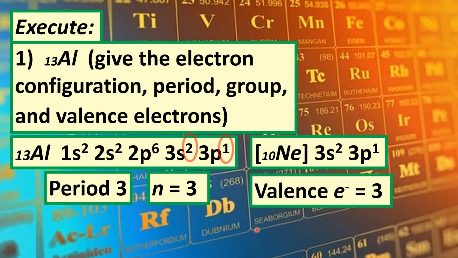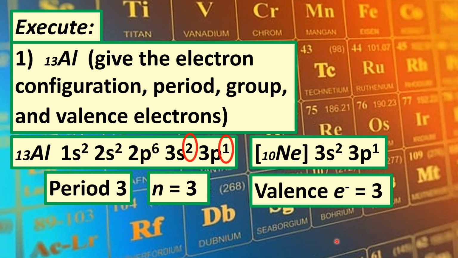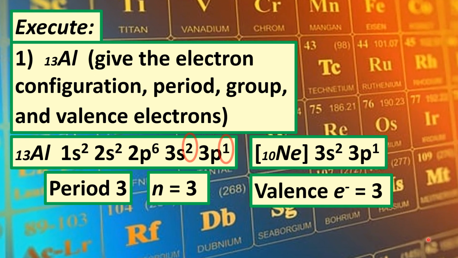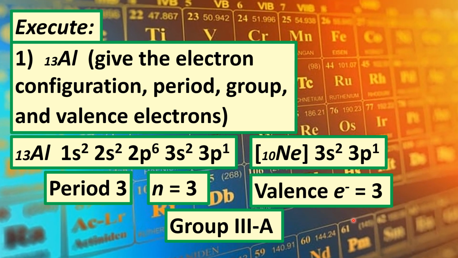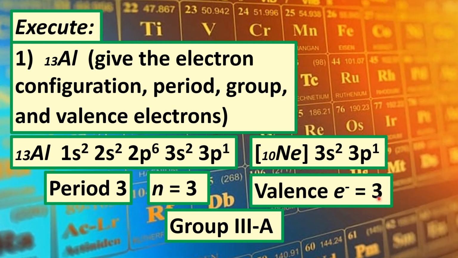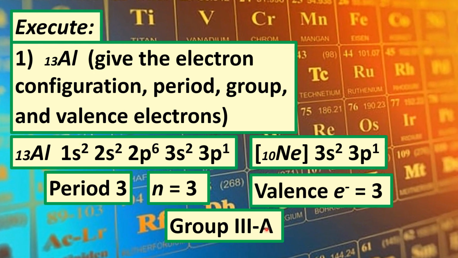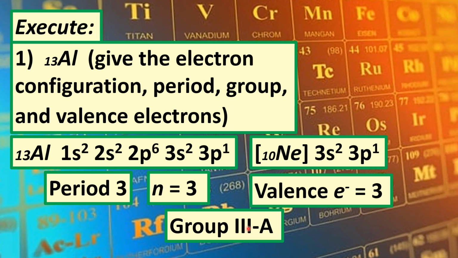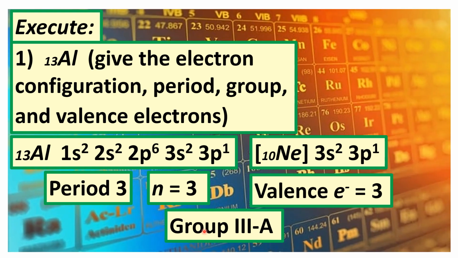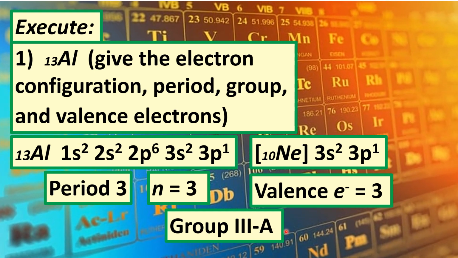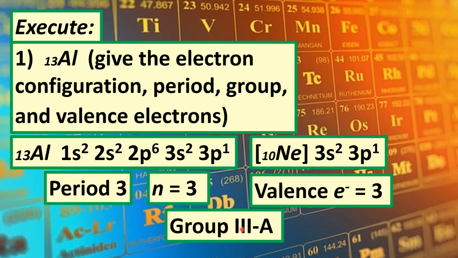And earlier we said that the valence electrons can also tell the group number of the element. In this case, aluminum belongs to group 3A. So whatever is the valence number, that corresponds to the group number, which is group 3, or group 3A. How do we know that it is a representative element? Why did we describe it as group 3A?